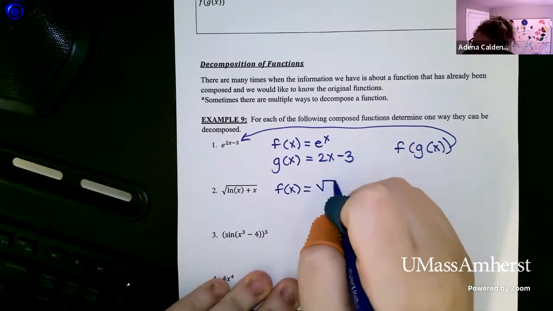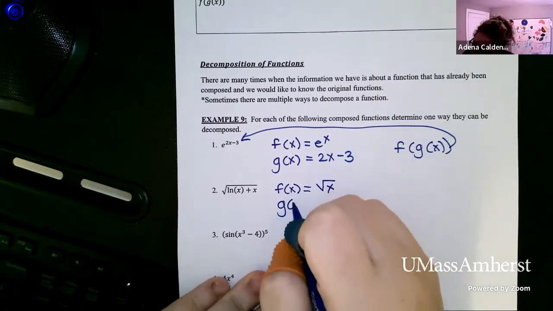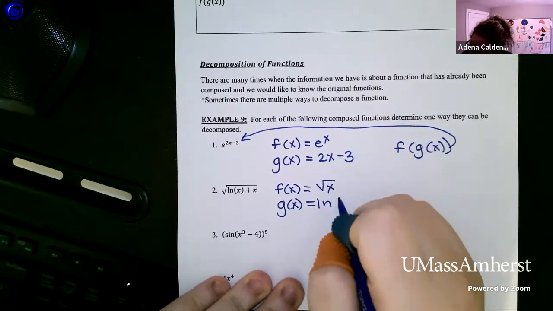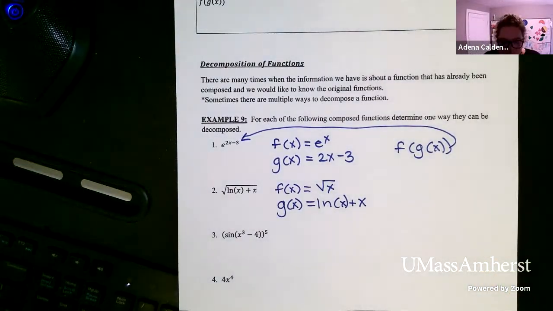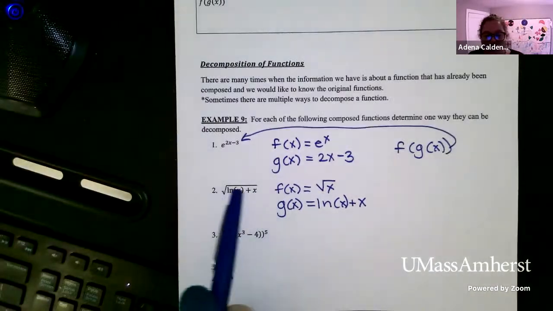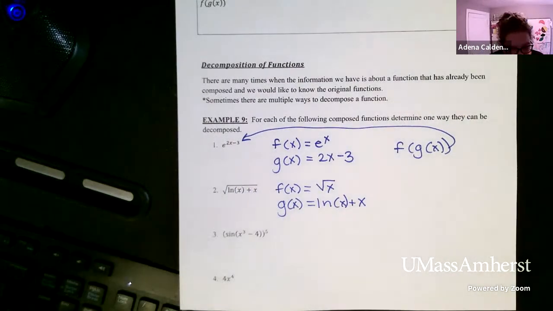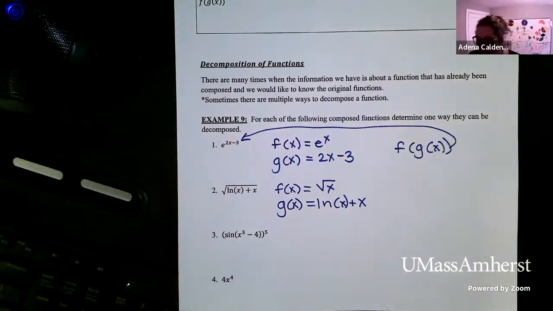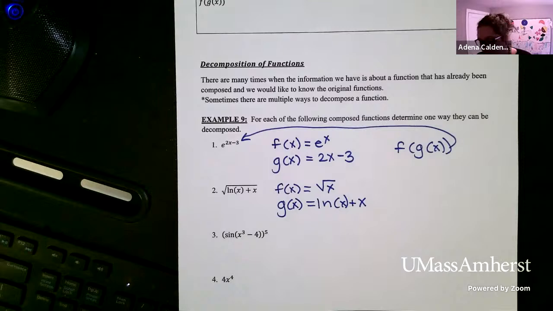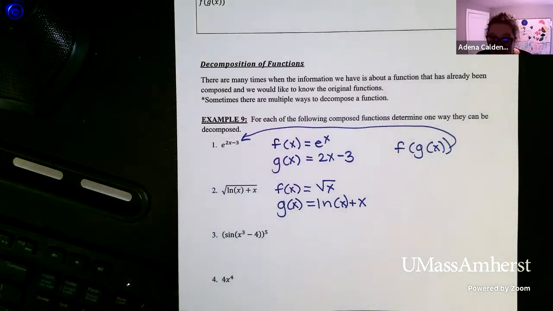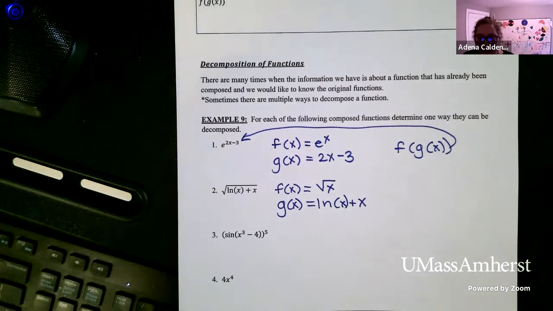This one we could break down into the square root of x, and g of x would be natural log of x plus x. Okay, so think about how you could break things down into two functions. There's more than one right answer for a lot of these, but you'll do a couple on homework. So you're just thinking what could be an inside function, what could be an outside function to make the function I'm looking at. Okay, so that's composite functions.